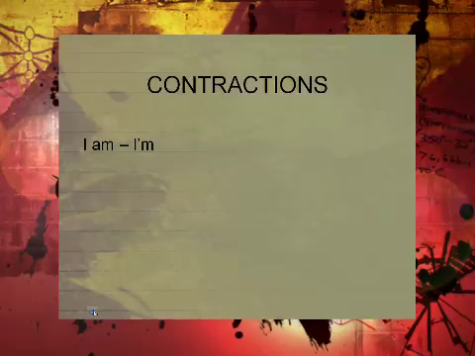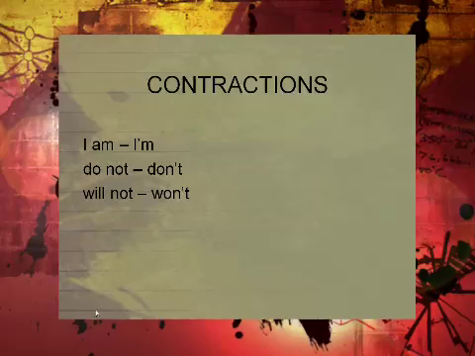I am becomes I'm, do not, don't. Will not is a slightly different one, won't, and he is, he's. This is the only one that doesn't quite follow. So will not becomes won't. You would expect something to indicate that that's gone, but we don't, all right? It just becomes won't.